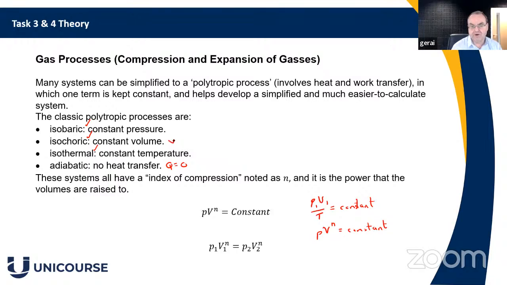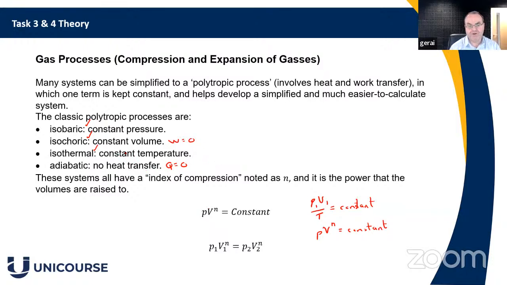So we can write W is equal to 0, but there will be Q heat transfer. So they're classic cases of the polytropic process, and we write that as PV to the power N is equal to a constant, or we write it as P1 V1 to the N is equal to P2 V2 to the power N. So they're what we call the classic polytropic processes.